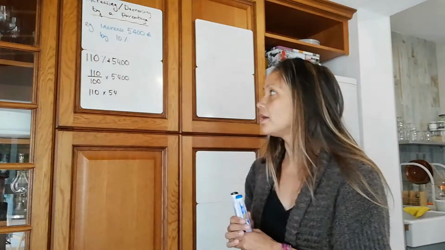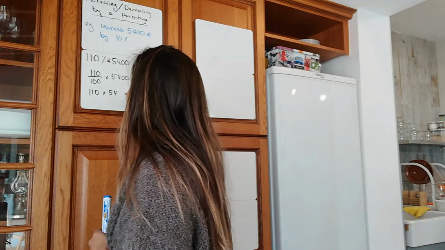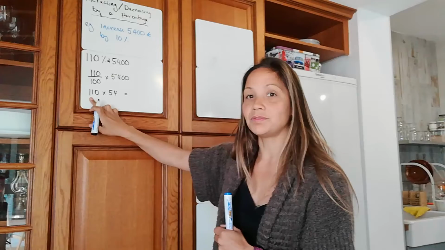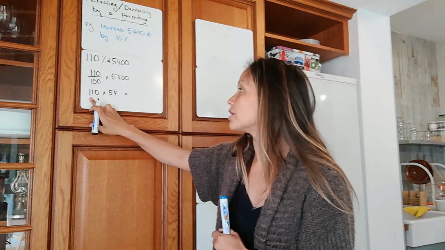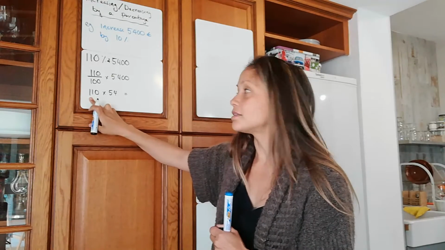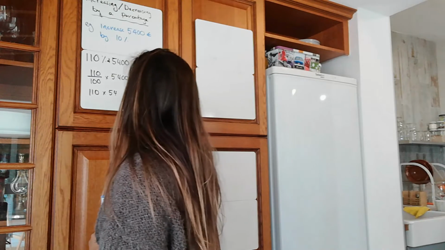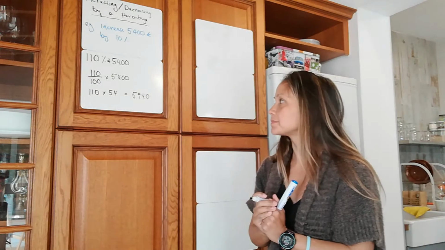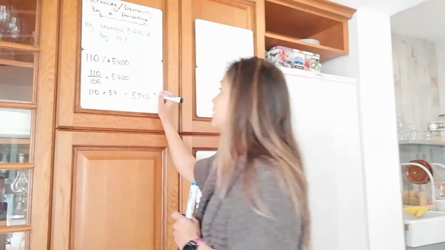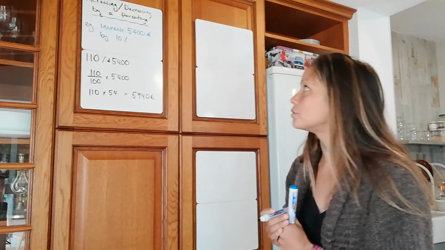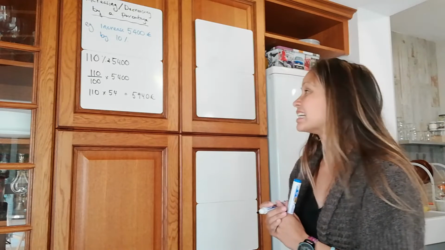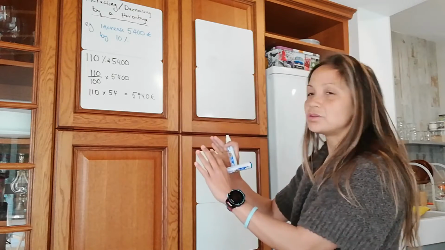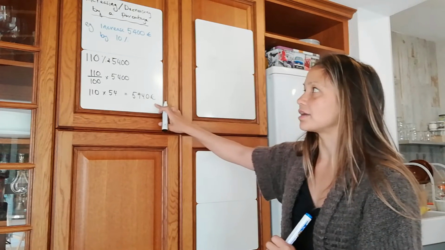110 times 54. 10 times 54 is 540. 100 times 54 is 5,400. So that's going to be 5,400 plus the 540. That's going to be 5,940. Yeah. So that's it. I've increased 5,400 by 10%. And I didn't need to first find the 10% and then remember to add my answer to the 5,400. I've done it all together there.